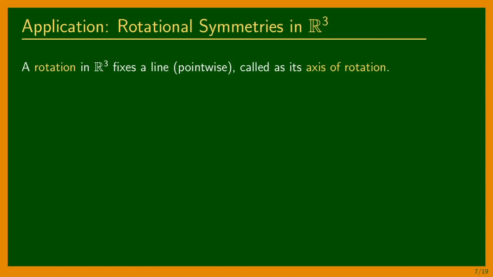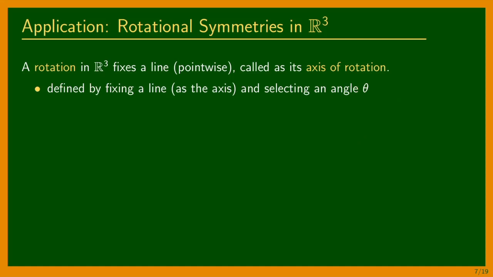Now, unlike a rotation in the plane, a rotation in the plane fixes a point. It's called the center of the rotation. A rotation in R3 fixes a line pointwise. What do I mean by that? A rotation in R3 has a fixed line. Ang ginagawa niya, parang umiikot ka around that line. Lahat ng mga points dito hindi gumagalaw at a certain angle. Ang tawag natin sa line na yun, we call that the axis of rotation.